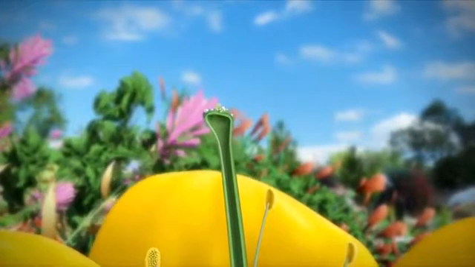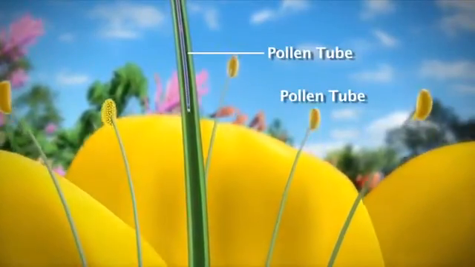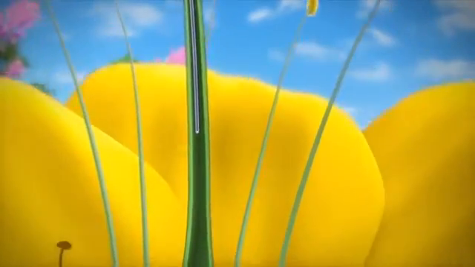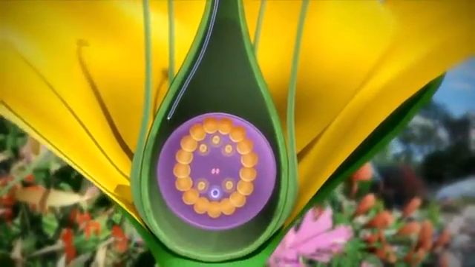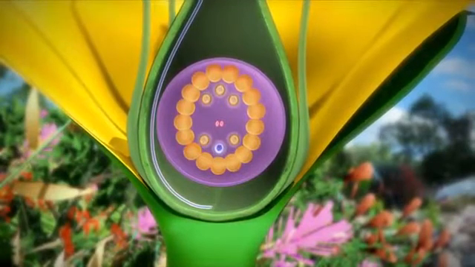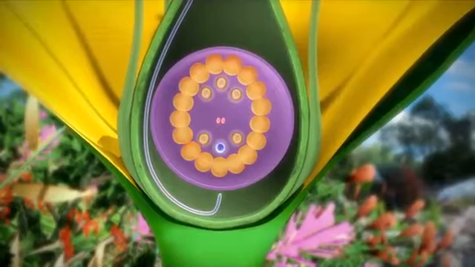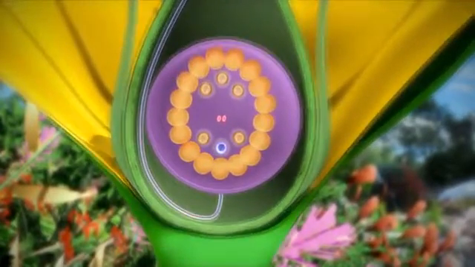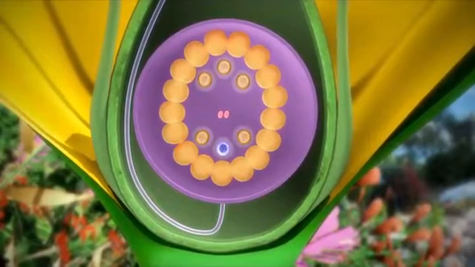A small protrusion from the pollen grain called pollen tube then penetrates the stigma and starts growing as a tube inside the style. A pollen tube grows downwards into the style and enters the ovule present in the ovary. It then releases a male reproductive cell.